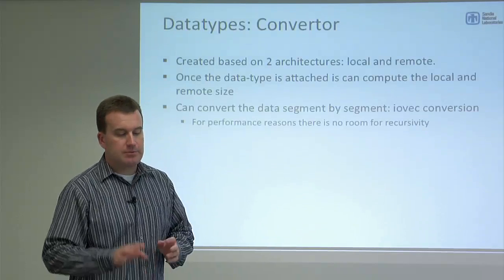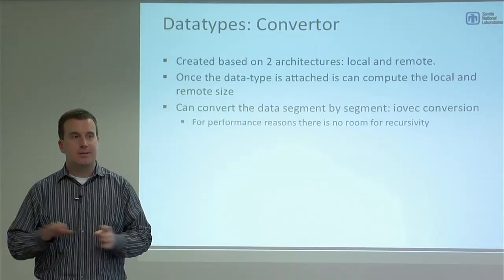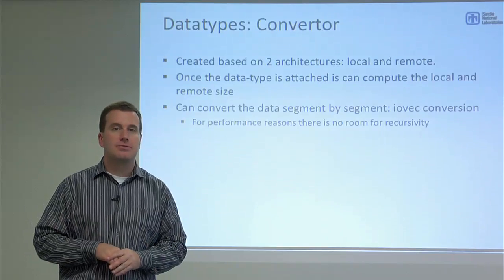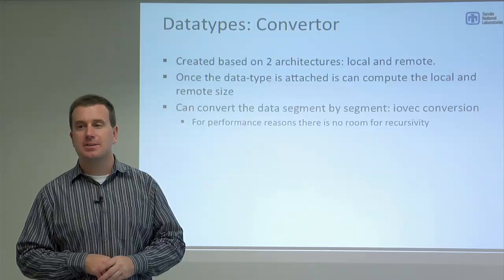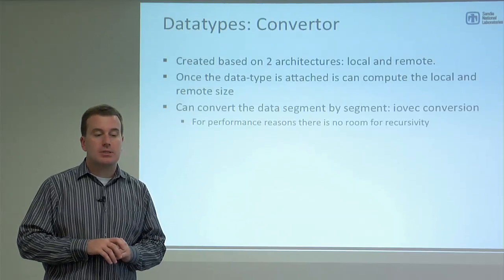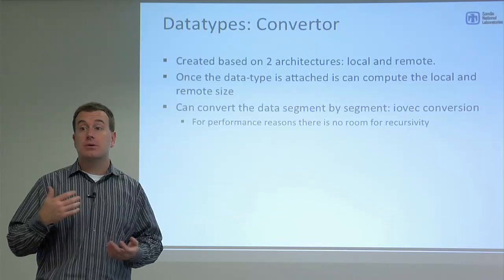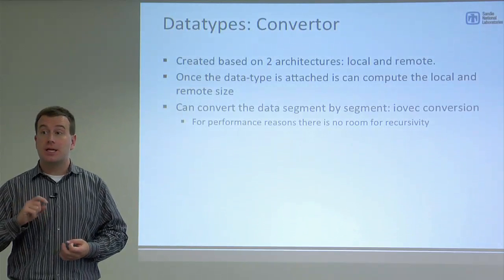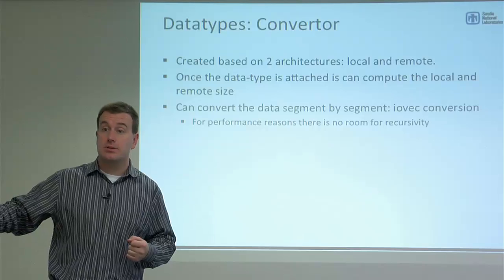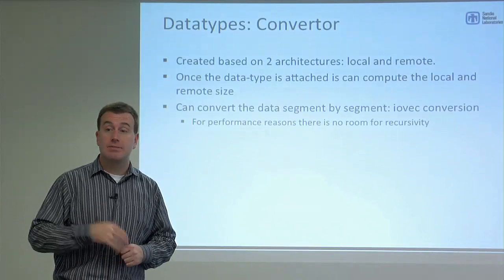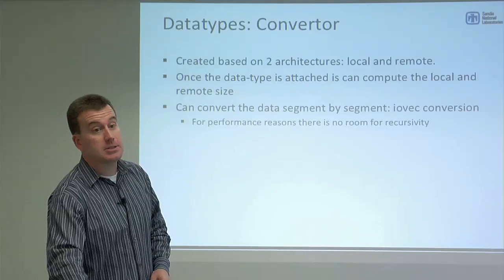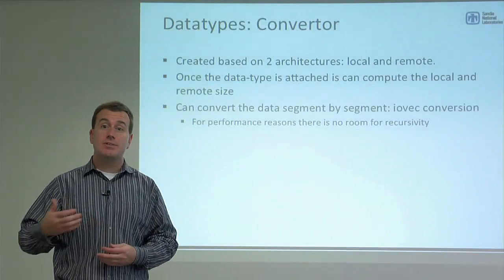The converter, on the other hand, is all about moving just bytes, and its interface revolves around bytes and IOVECs, and it's what we as systems programmers like because we're comfortable with a base and a bound, right? And so it's based on 2 architectures, the local architecture and the remote. So a given converter only has meaning when sending from one process to another. If that same process is sending to a third process, it's a different converter, even if it's the exact same message.